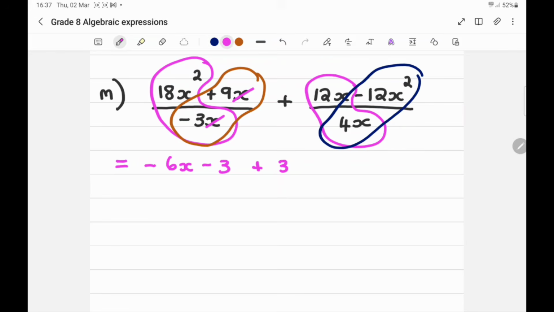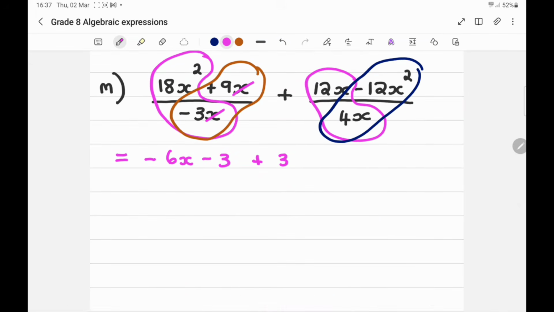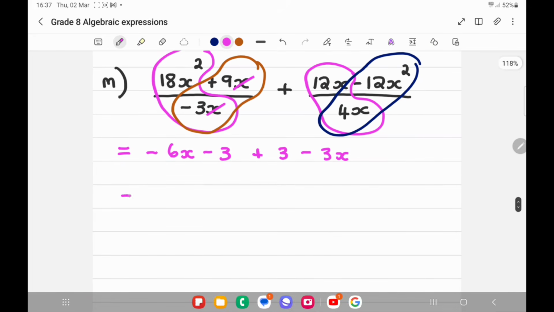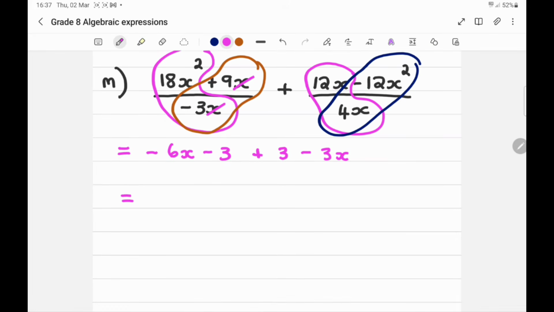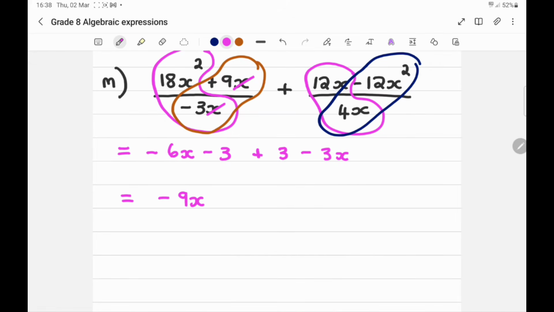And then we're going to do that last one. A negative 12 divided by a positive 4 is a negative. 12 divided by 4 is 3. And x squared divided by x is x. And then we're going to just add and subtract all our like terms. Minus 6x minus another 3x is minus 9x. And minus 3 plus 3 falls away, or is 0. And our answer is negative 9x.